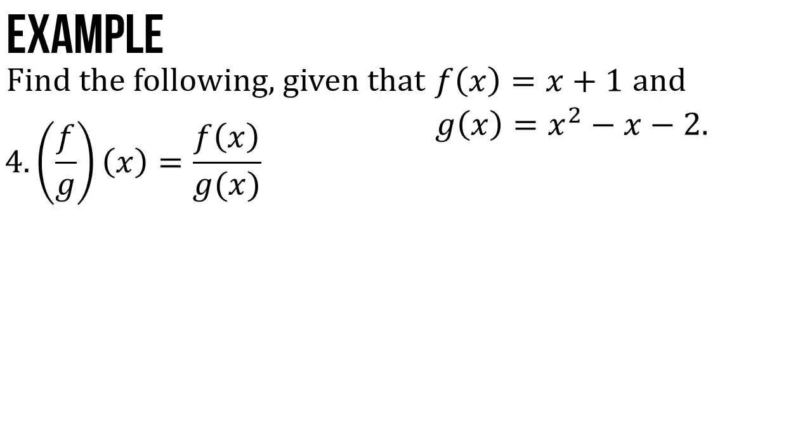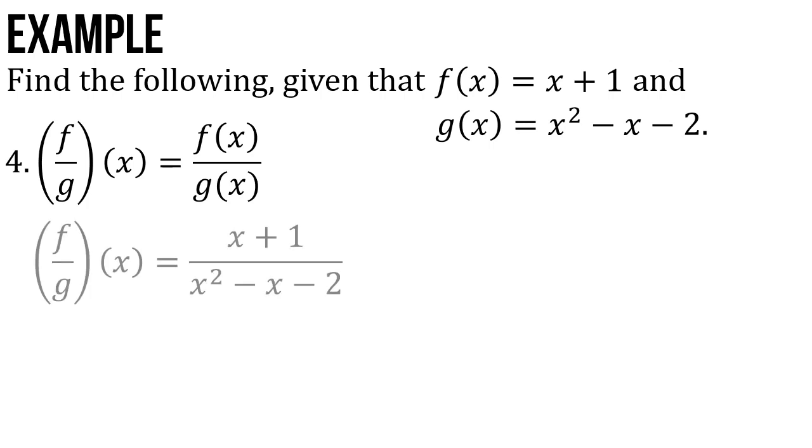For (f over g)(x) equals f of x divided by g of x, again, just substitute the f of x and g of x. So we're going to have (f over g)(x) equals x plus 1 over x squared minus x minus 2. So actually, this can already be our answer. But just in case there could be common factors, or the numerator or the denominator can be factored, try to simplify the expression. In this case, I gave an example which can be simplified.